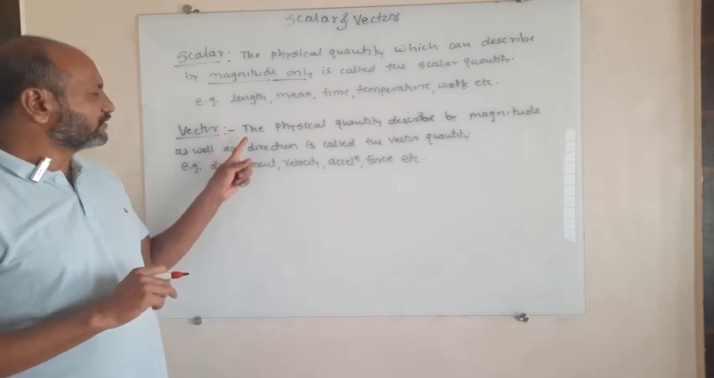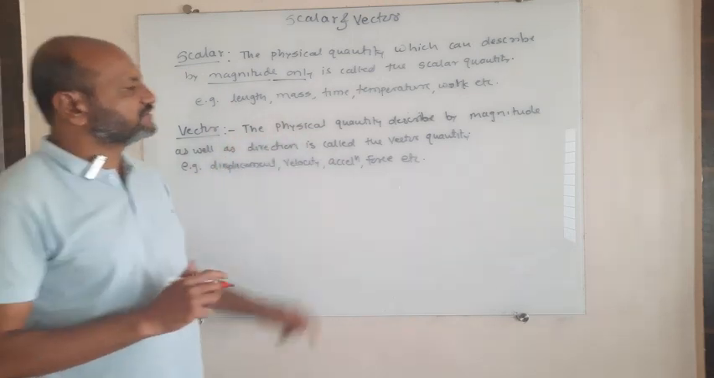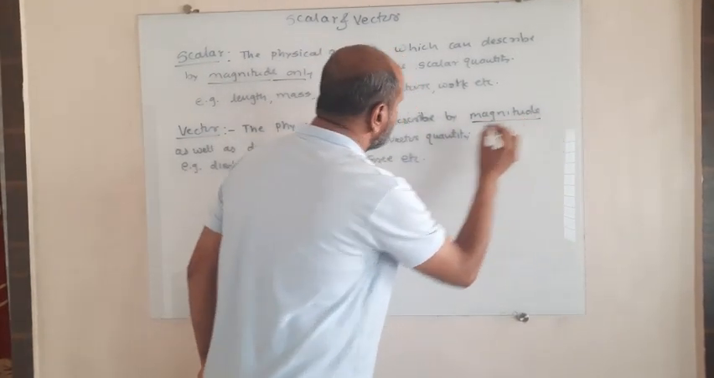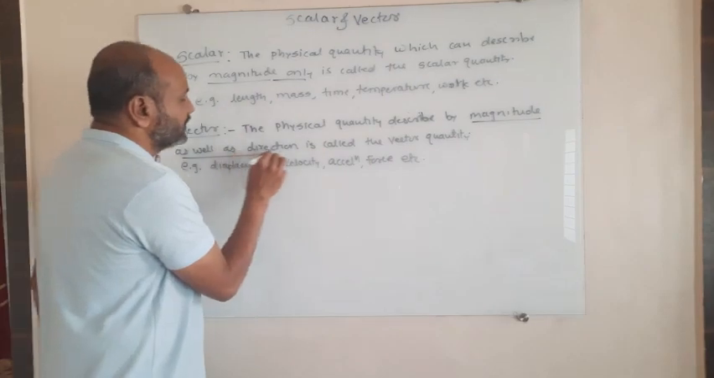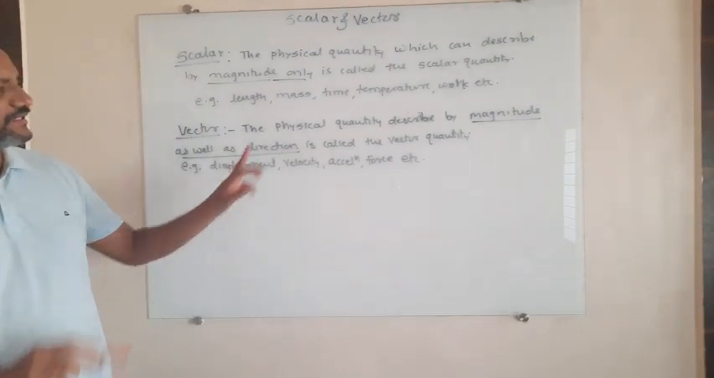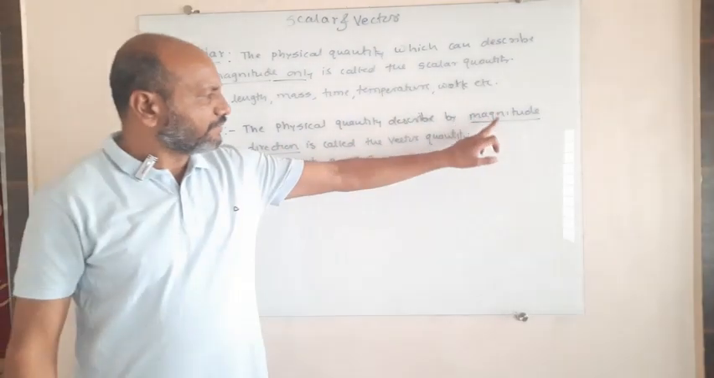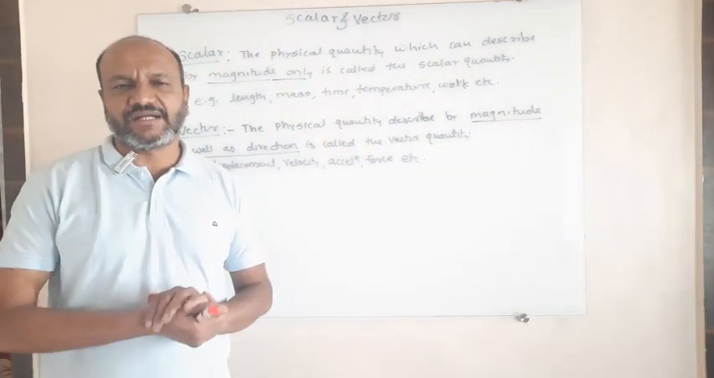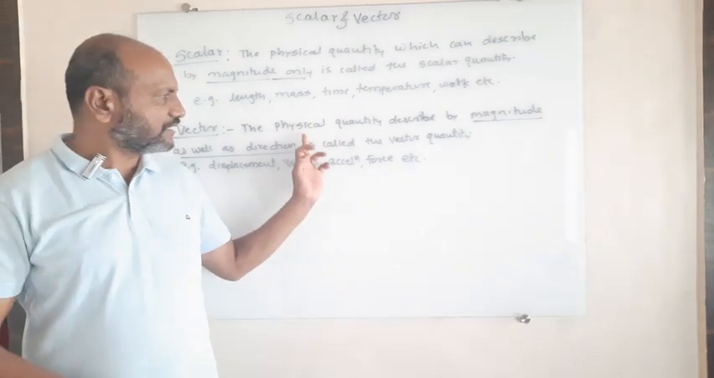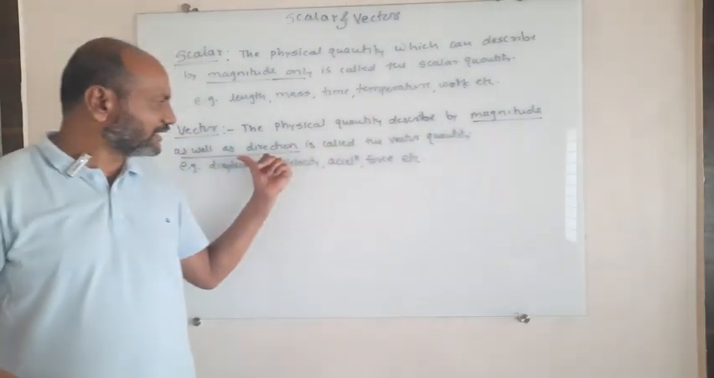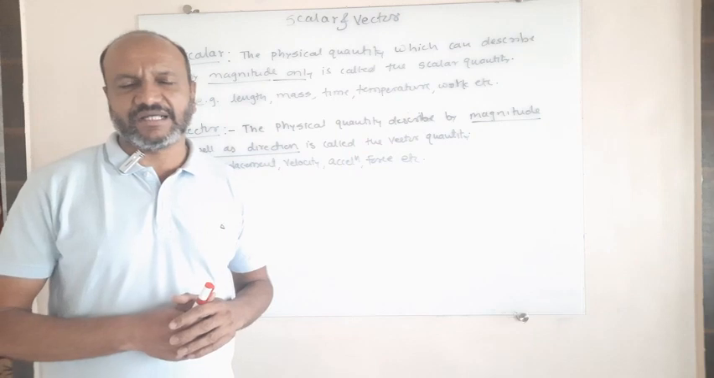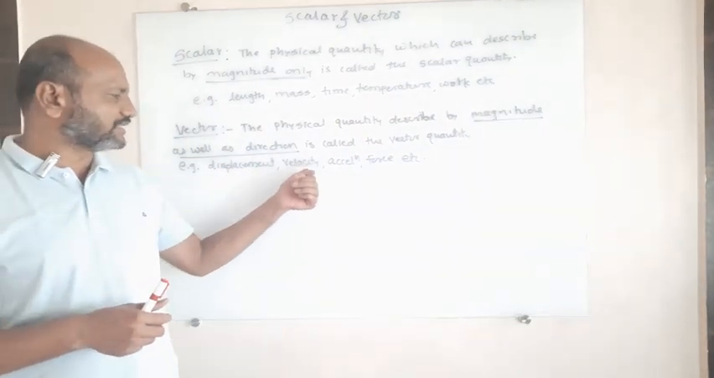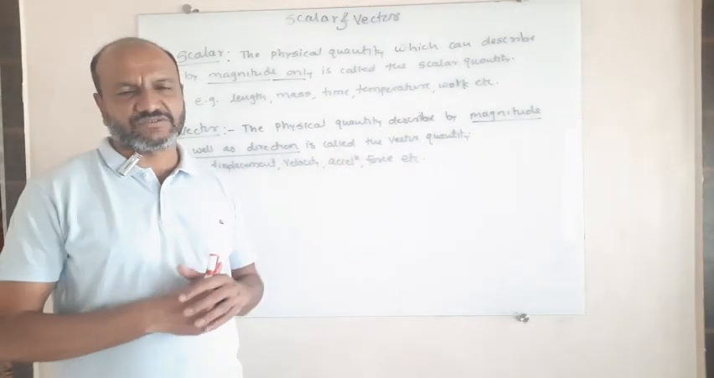How to define vector quantity? The physical quantity which can be described by magnitude as well as direction is called the vector quantity. Examples: displacement, velocity, acceleration, force, and so on.